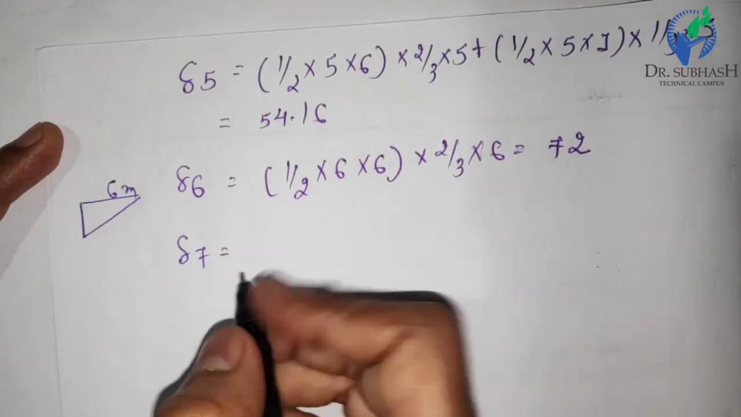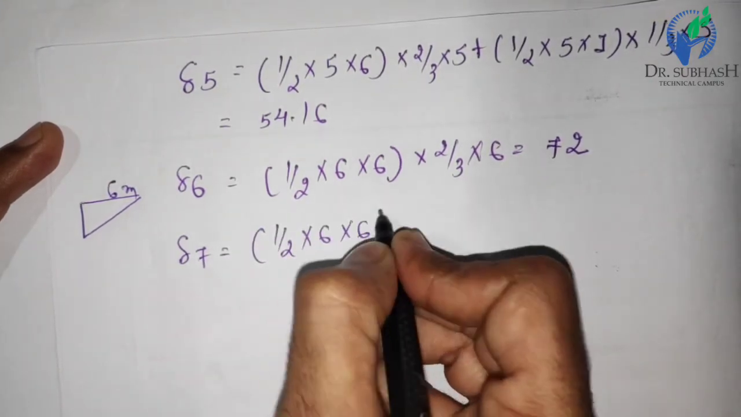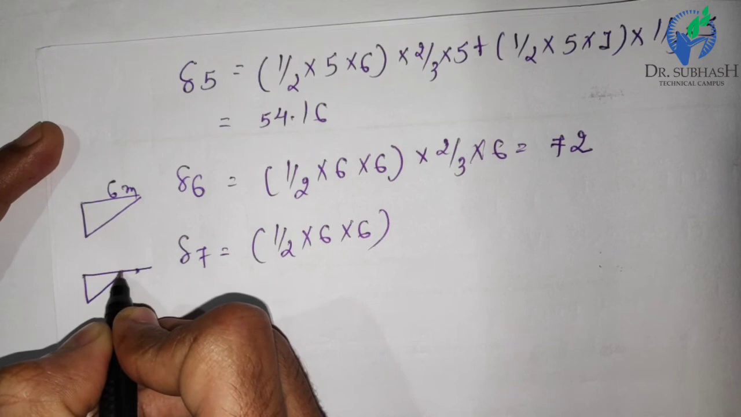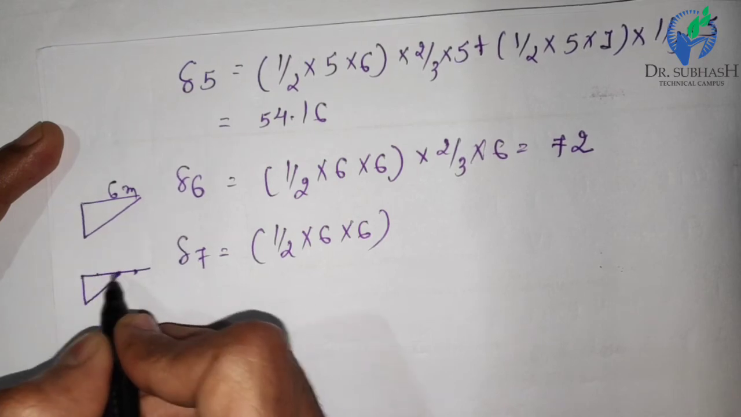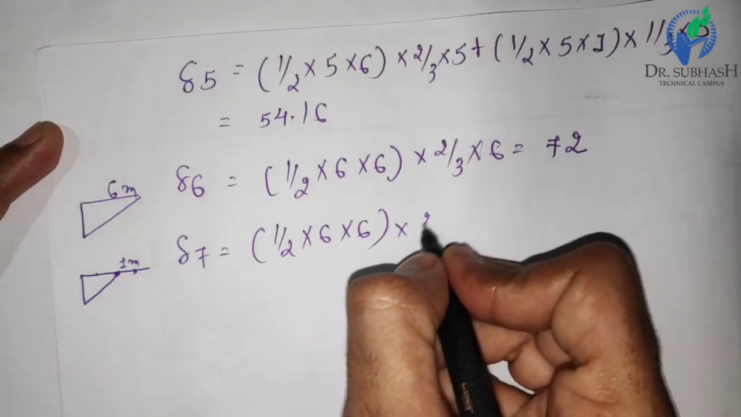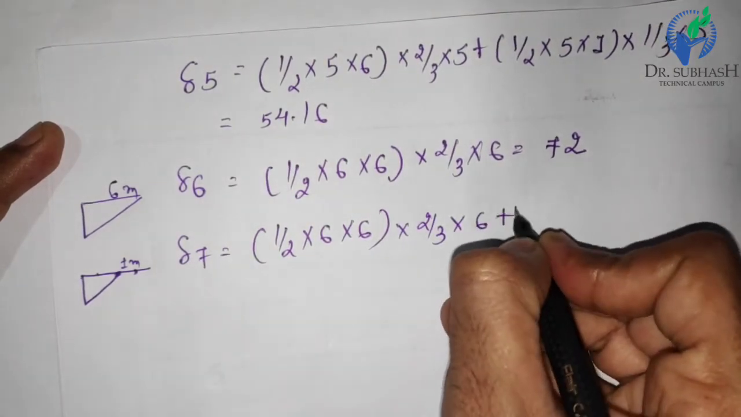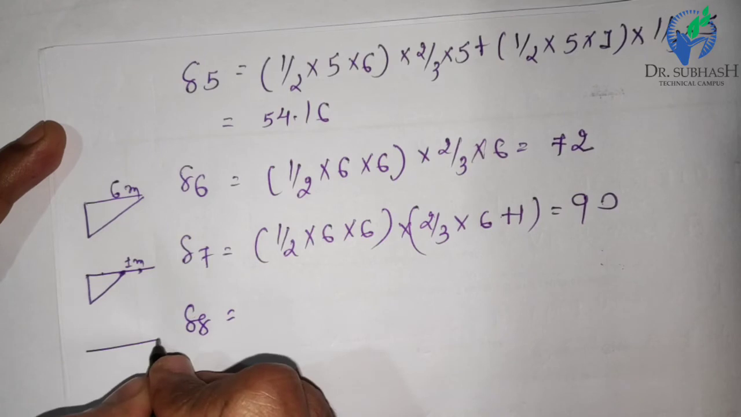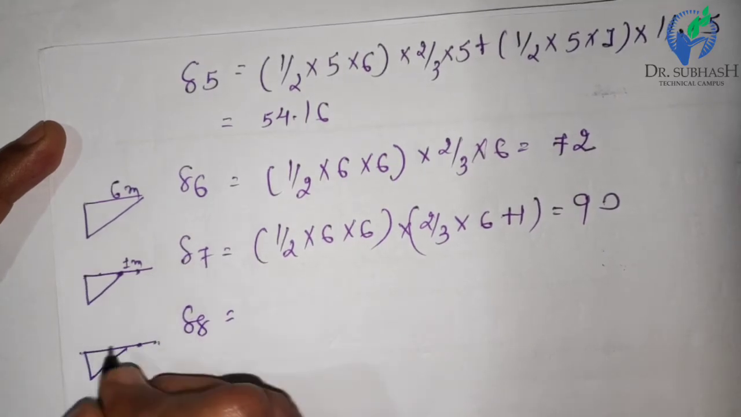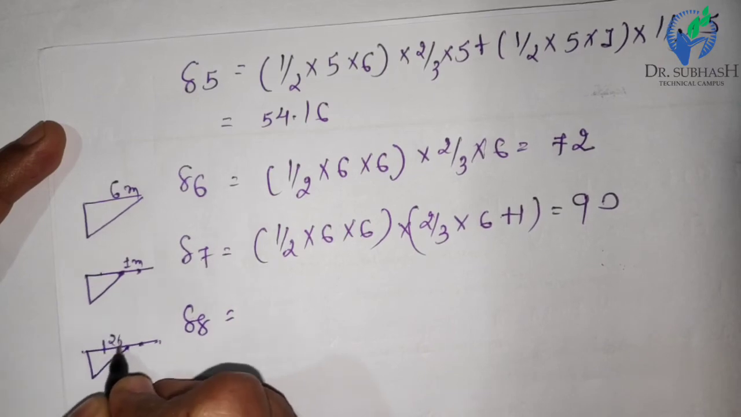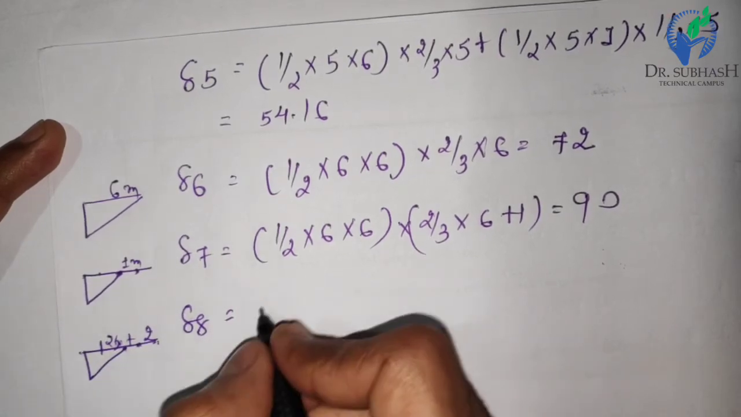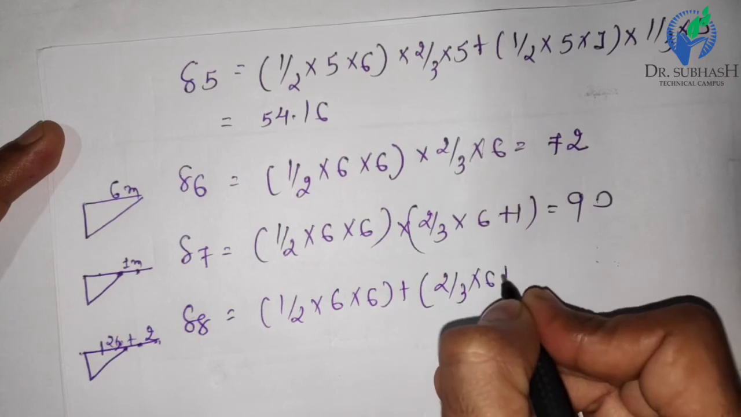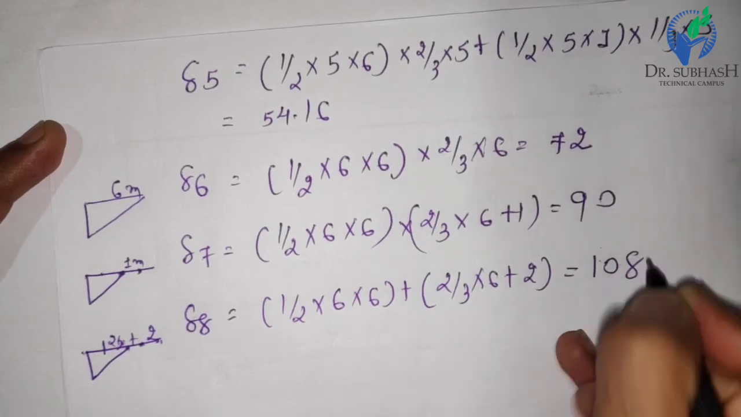देन डेल्टा 7, देन 1/2 into 6 into 6, वो तो है ही दिस वन डेल्टा 7. उसका CG है 2/3 of 6 प्लस क्या आएगा 1 मीटर. सो 2/3 of 6 प्लस 1 मीटर. सो उसका आंसर आएगा 90. और डेल्टा 8, इट मीन्स आवर लास्ट पॉइंट दिस वन. तो उसका 2/3 of 6 प्लस क्या आएगा 2 मीटर हमारा जो है. तो 1/2 6 into 6 प्लस 2/3 of 6 प्लस 2 मीटर. तो उसका आंसर आएगा 108.